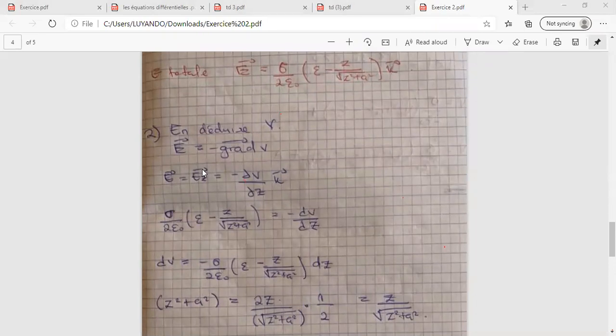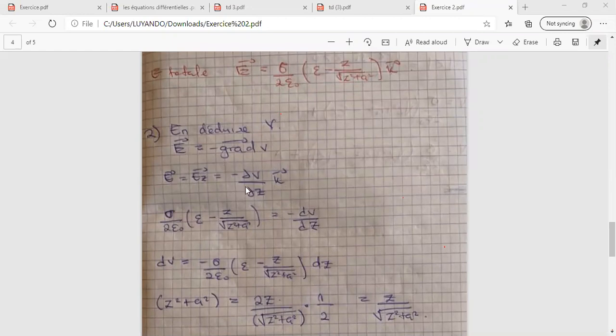So for us to deduce our potential, we're going to have our expression E equals negative grad of V. This is a very important expression, if you've noticed. Usually when they tell you to calculate E, the next question will be calculate V. So you have to know the expression that connects your E and your V. In our second equation, we have the expression that relates both E and V: E is equal to negative grad V.